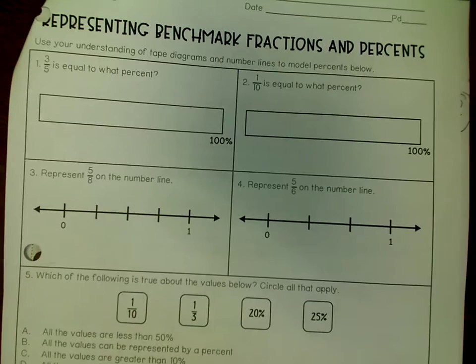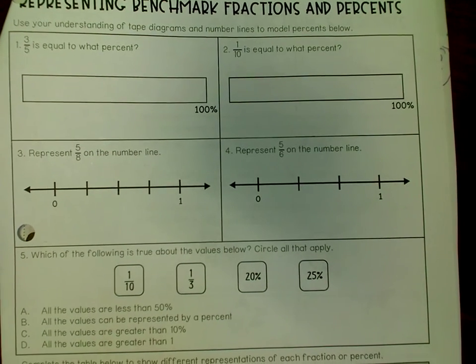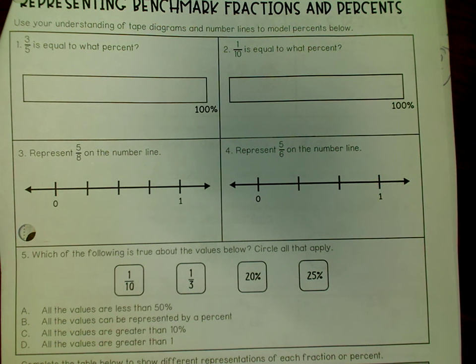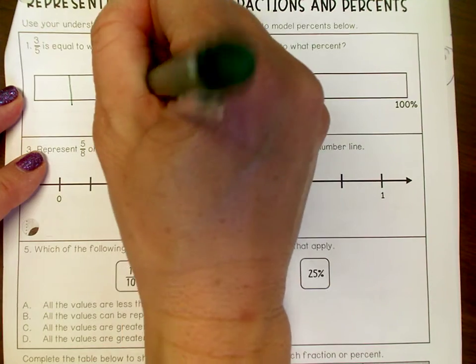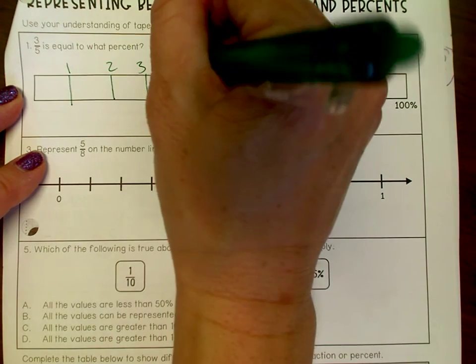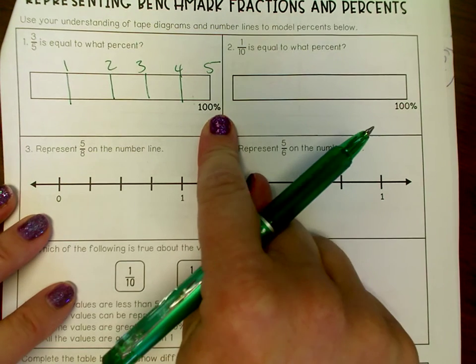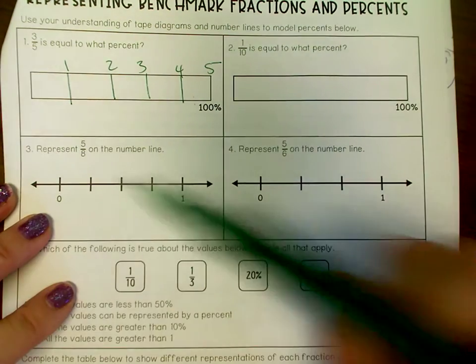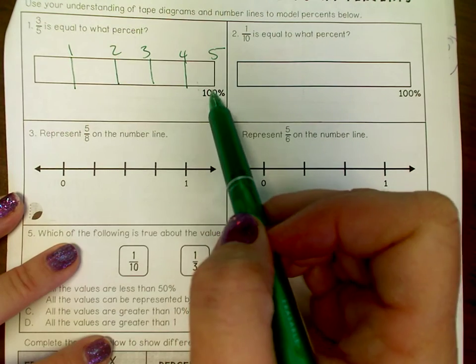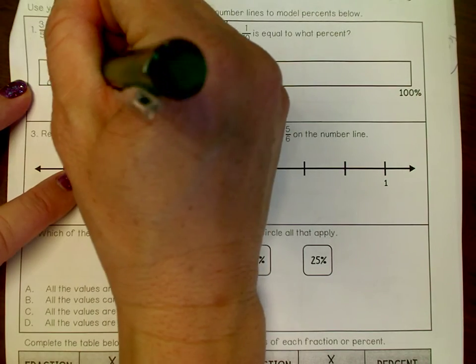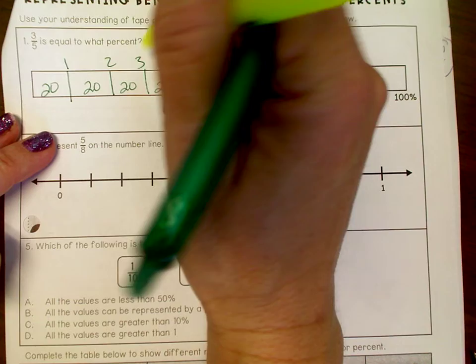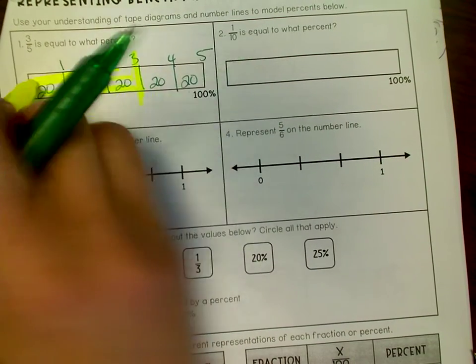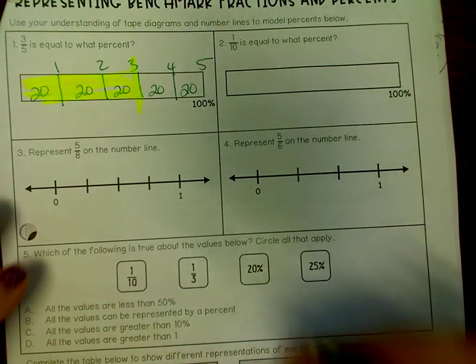All right, let's look at the back side. Representing benchmark fractions and percents. Use your understanding of tape diagrams and number lines to model percents below. So 3/5 is equal to what percent? Again, we're going to divide this into fifths. It's 1, 2, 3, 4, 5, with 5 being your 100%. Because I know my previous number facts, 100 divided by 5, each of these are going to be worth 20 to build up to 100. So if I take 3/5, if I take this right here, it's going to give me 60%.